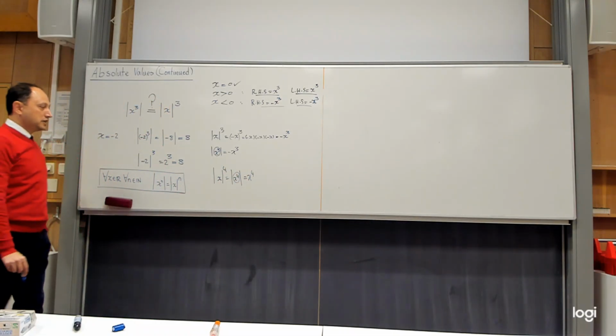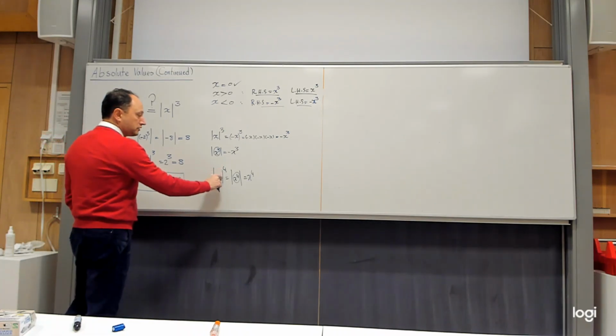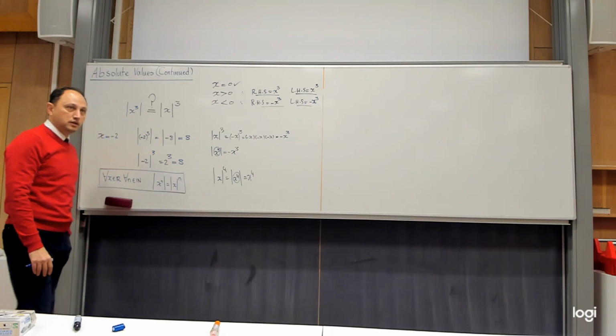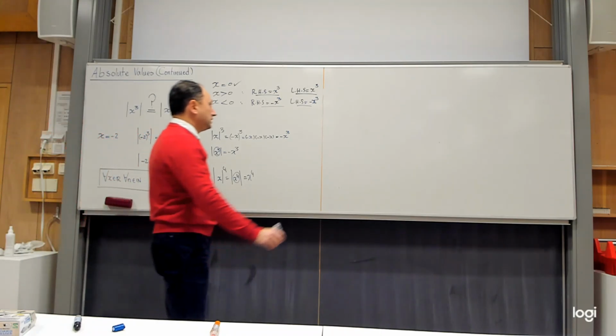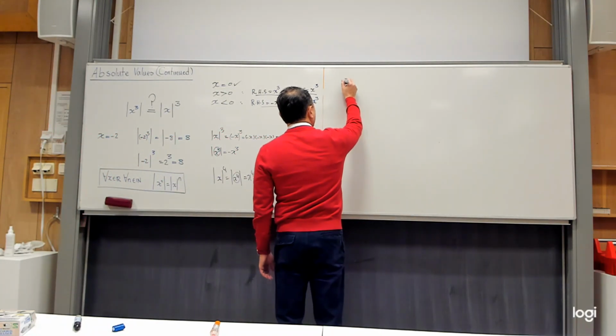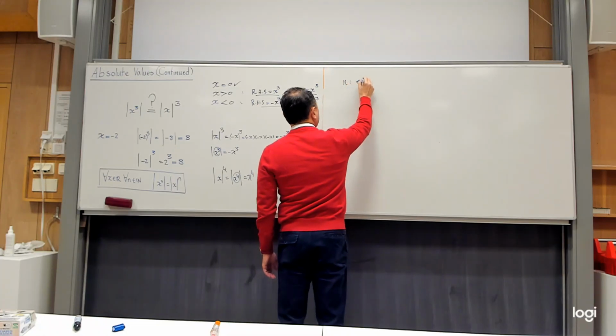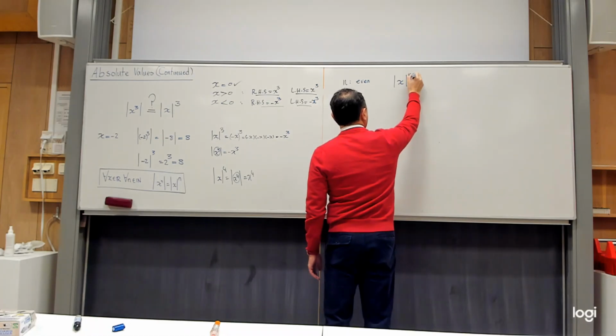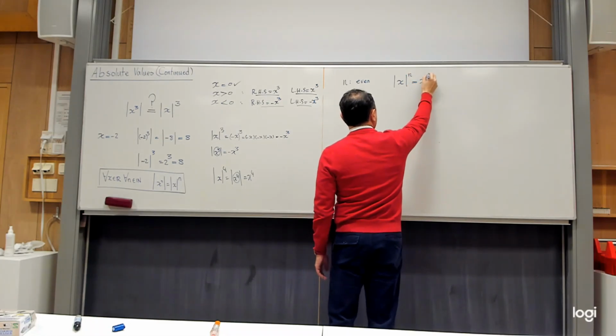So this is very nice. If you have an even power on top of an absolute value, just forget about absolute values. They are the same. So let me just write it here. If n is even, then the absolute value of x to the power n is equal to x to the power of n itself.